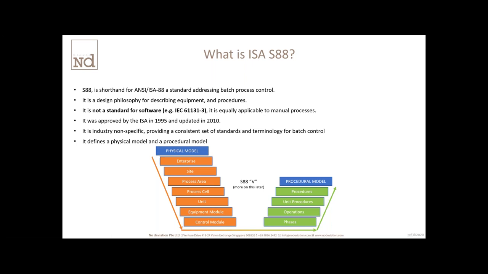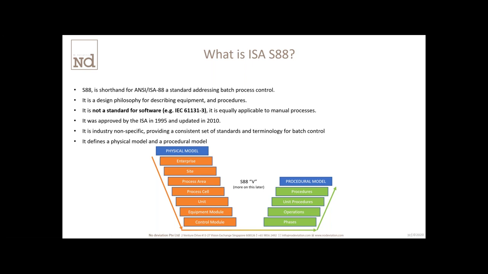It started up in 1988, hence the S88 part. It was approved by the ISA Working Group in 1995 and updated in 2010. It's industry non-specific, so it doesn't matter if you're pharmaceutical, oil and gas, chemical, food, whatever. S88 provides a consistent set of standards and terminology for batch control. It defines a physical model and a procedural model, as we have at the V at the bottom there.